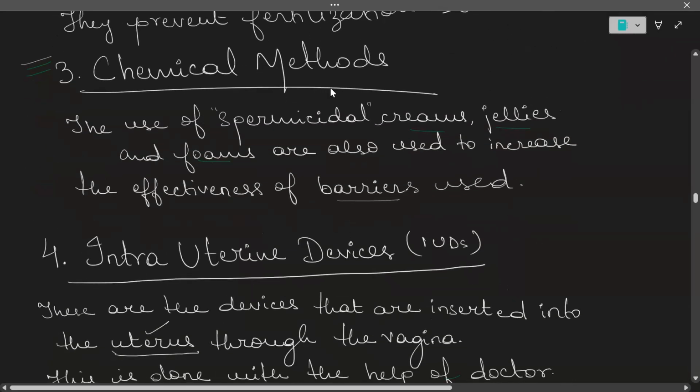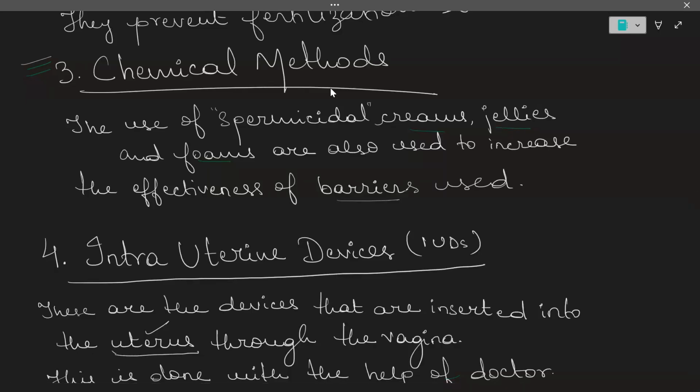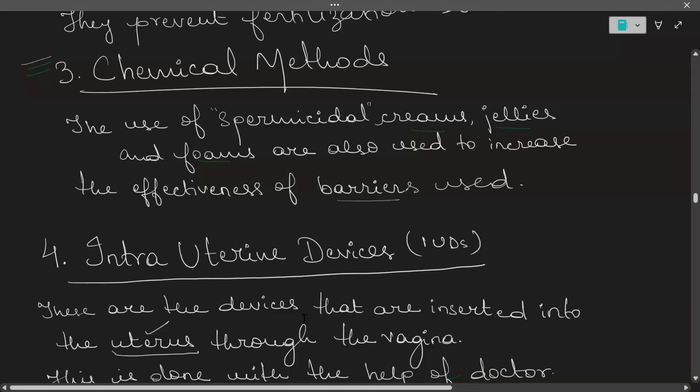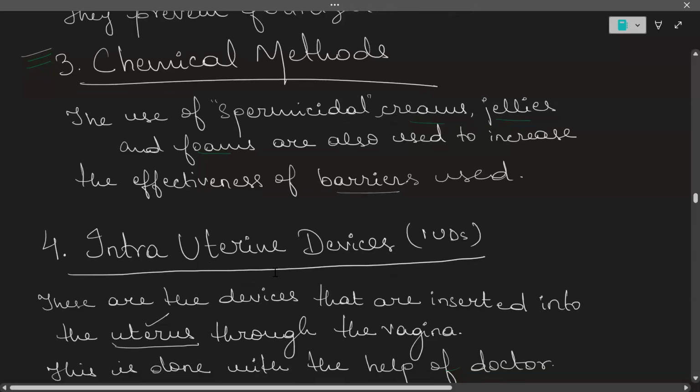Then comes the chemical method. Here, certain chemicals that contain spermicidal items. Spermicidal means something that has a chemical that is supposed to kill the sperm. So those creams, jellies, and foams that have the spermicidal property can be used along with the physical barrier so that the contraceptive effectiveness would be increased a lot.